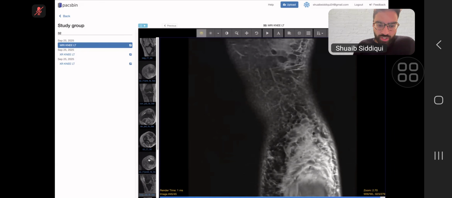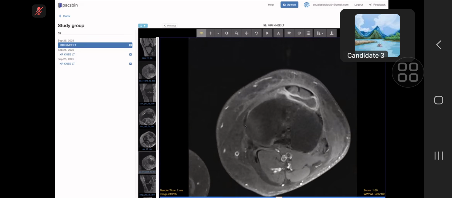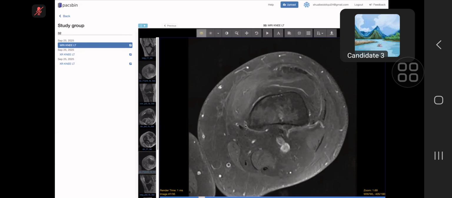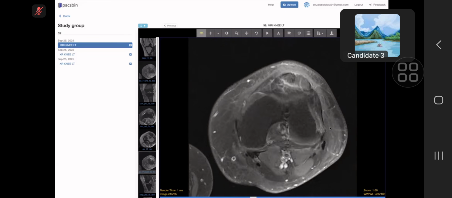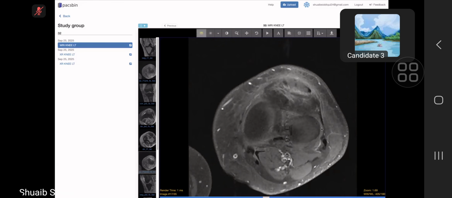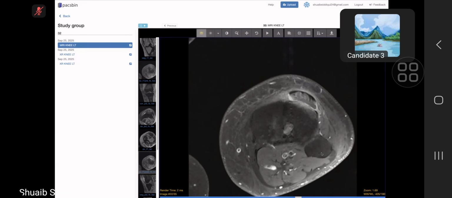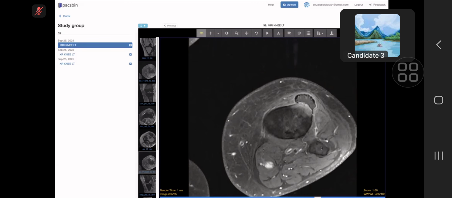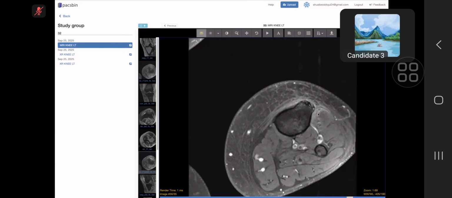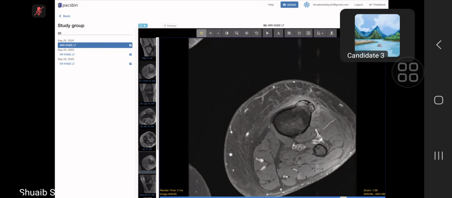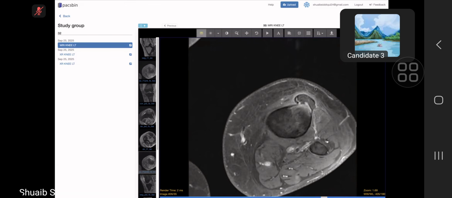Stop scrolling for a second. I'll show you the post contrast because you asked for that, didn't you? Okay, this is the post contrast. So these are the post contrast images, and I can appreciate that there was a joint effusion, and along the effusion there is enhancement. So it is definitely an infective collection, there is a prominent tibial tuberosity, and secondarily there is involvement of the tendon.